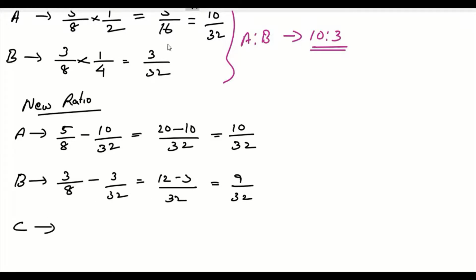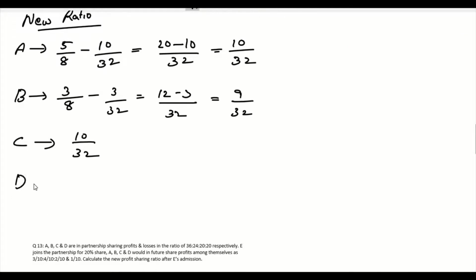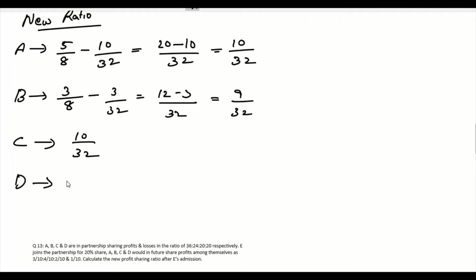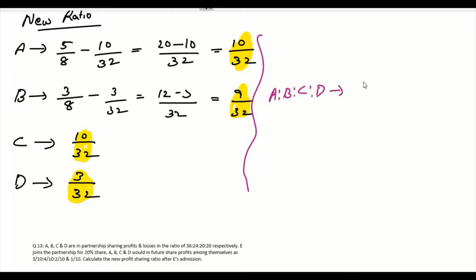C, whatever A sacrificed, it was in favor of C, so it is 10 by 32. What about D? Whatever B sacrificed, that is in favor of D, so D got 3 by 32. So it is 10 by 32 for A, 9 by 32 for B, 10 by 32 for C, and 3 by 32 for D. Now what's the new profit sharing ratio between A, B, C and D? It is 10:9:10:3.